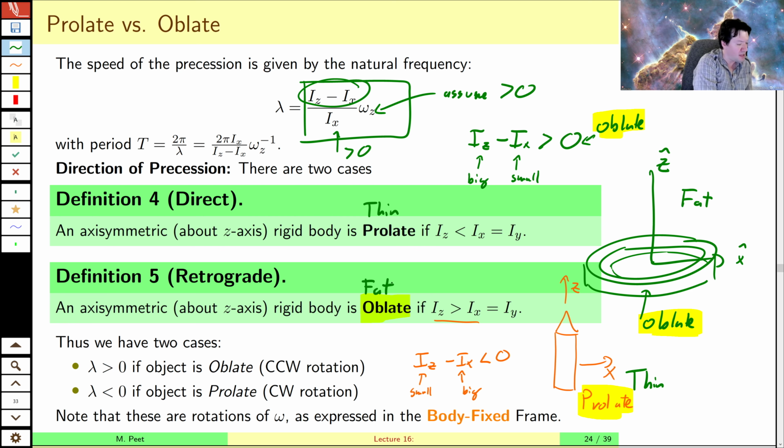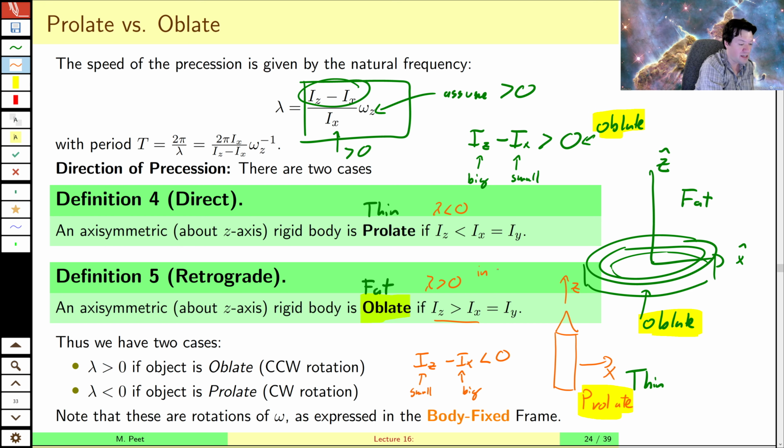Now, so what's the difference? In the oblate case, lambda is positive. The oblate case, lambda is greater than 0. And the prolate case, lambda is less than 0. So the rotation of the angular velocity vector in the body fixed frame of an oblate object is positive, counterclockwise.